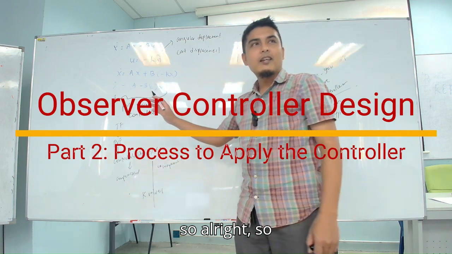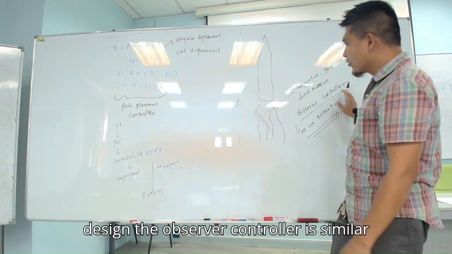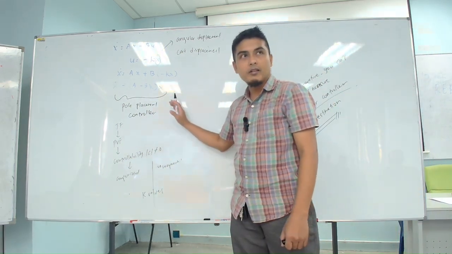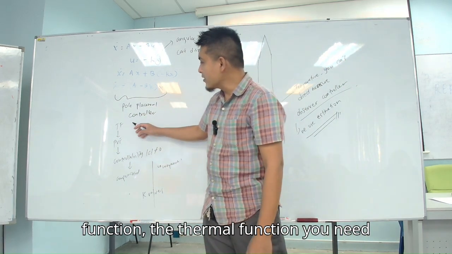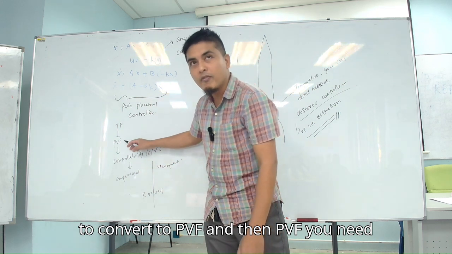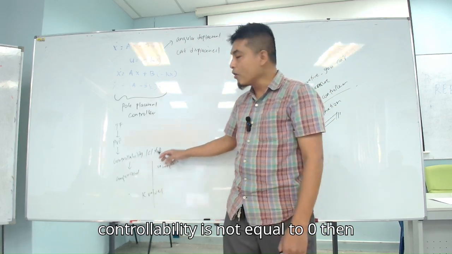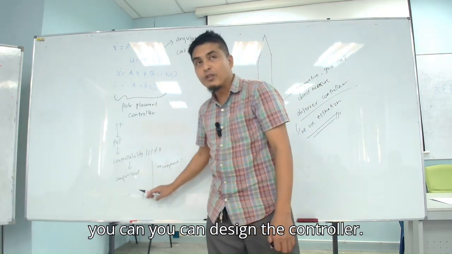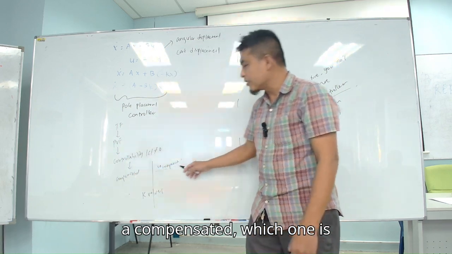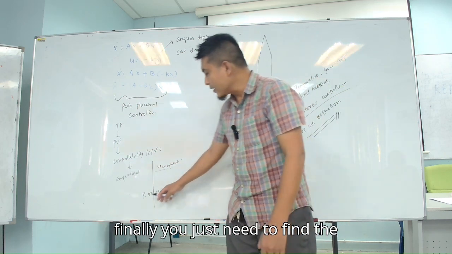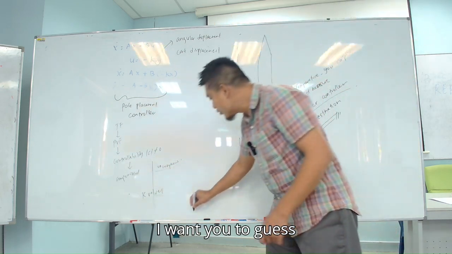So the process to design the observer controller is similar to the pole placement controller. Firstly, you have the transfer function. You need to convert it to PVF, and then check the controllability. If the controllability is not equal to 0, then you can design the controller, and then you need to divide which one is compensated and which one is uncompensated, and then finally you just need to find the K values.